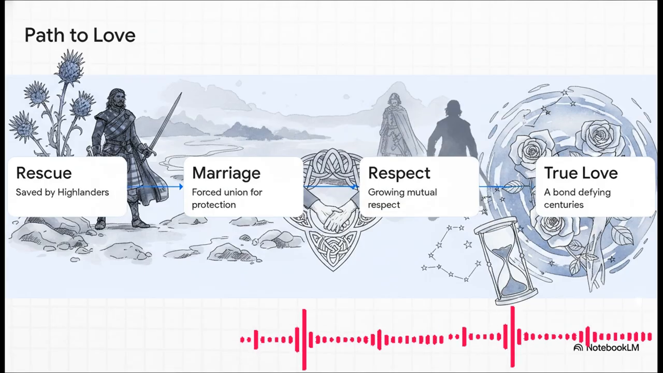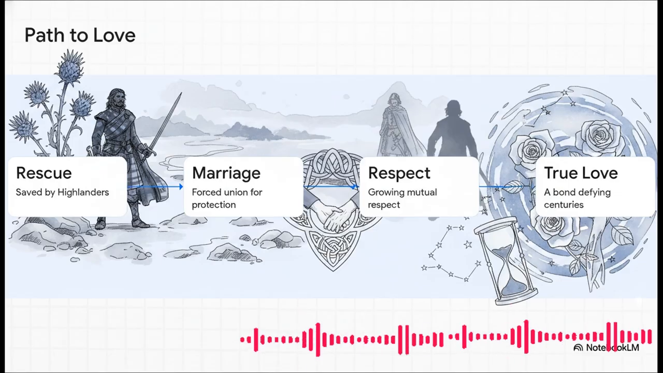Step 1, she's actually rescued by a group of Scottish Highlanders. And this brings her right into the orbit of a brave, though wounded, young warrior named Jamie Fraser. Then, moving to step 2, out of pure basic necessity, just to protect her from the cruelty of Blackjack, Claire is forced into a marriage with Jamie. But watch how this beautifully evolves.